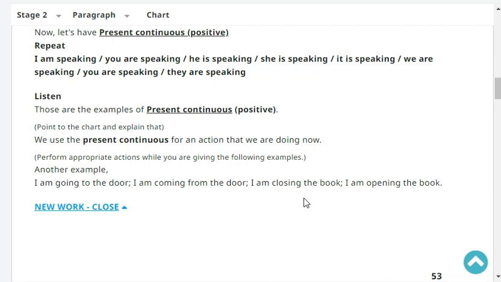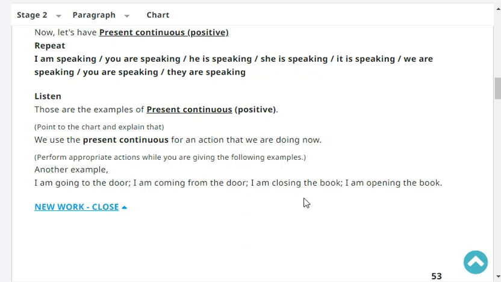These are examples of present continuous positive form, positive sentences. We use the present continuous for an action that we are doing now, like we're having a lesson now. Another example is I am going to the door. Okay, for example, I'm doing it now.